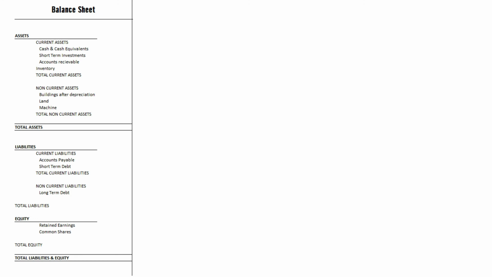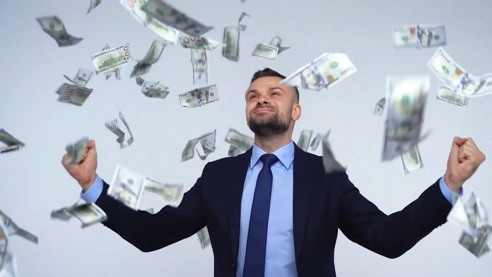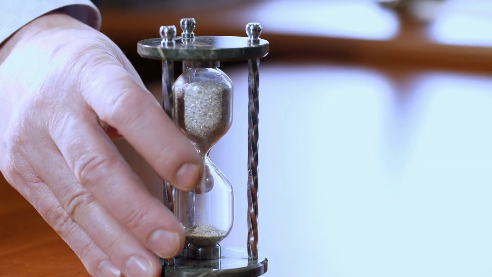All balance sheets follow a similar structure and will include assets, liabilities, and shareholders' equity. A balance sheet begins with assets. In any business, cash is the king, and depending on how long it takes to convert assets into cash, assets are classified into current and non-current assets. Current assets are those that can be converted to cash in a year or less. Non-current assets take more than a year to be converted to cash.